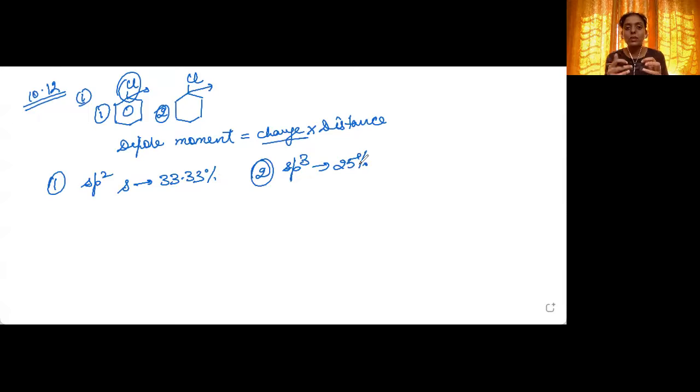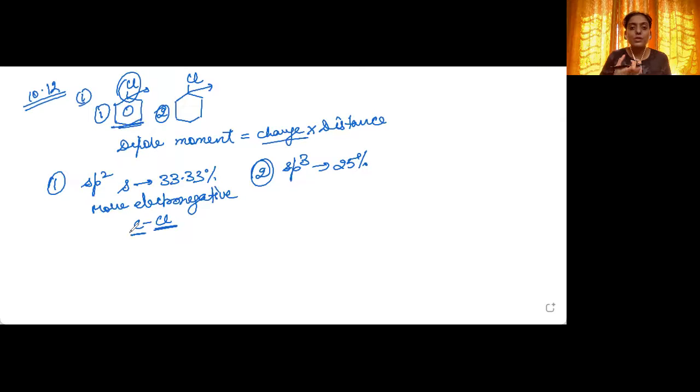Now, because the s orbital is penetrated more towards the nucleus, if the carbon atom has greater s character, it will be more electronegative. The carbon atom having greater s character is more electronegative. This means in the first case, the carbon atom is more electronegative. Now, if this carbon atom is more electronegative, what will happen to the polarity of the carbon-chlorine bond? Why is the carbon-chlorine bond polar? Because chlorine is more electronegative than carbon. Now, if the electronegativity of carbon is also high, what will happen?